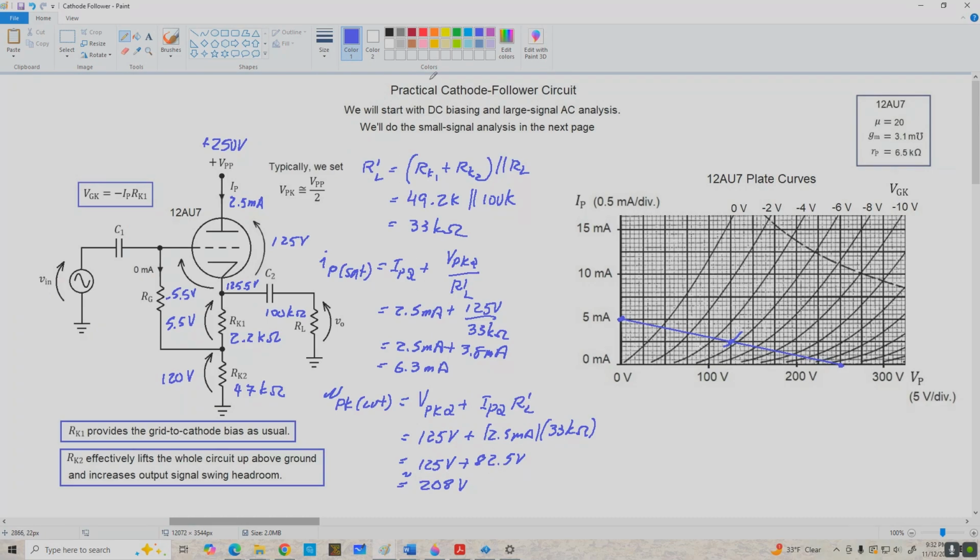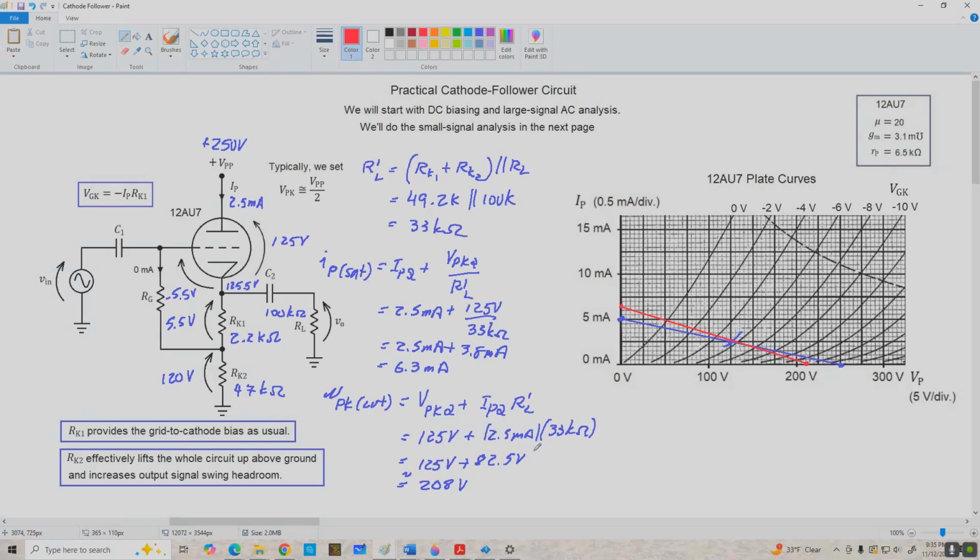So let's go up and switch colors here to red, and we'll find these points. 6.3 milliamps. Let's see, that's going to be about right about here. And 208 volts. Let's see, there's 205. That's going to be right about here. And let's connect these up. And here is our AC load line.